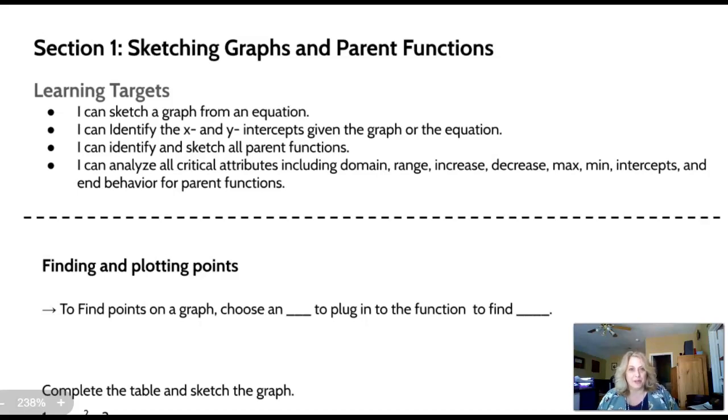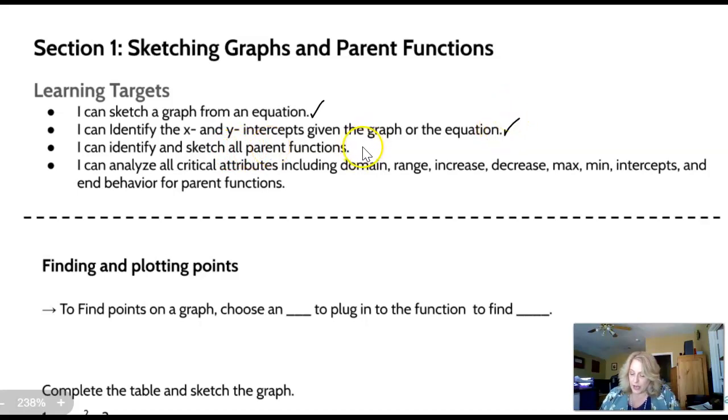Hello, we are going to do section 1 notes, the second video, and it starts on page 3 in the notes packet. Last time we talked about sketching a graph from an equation, and then how to identify x and y intercepts.